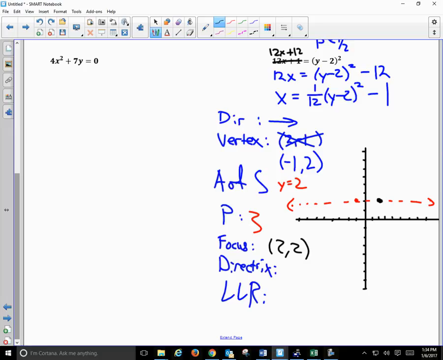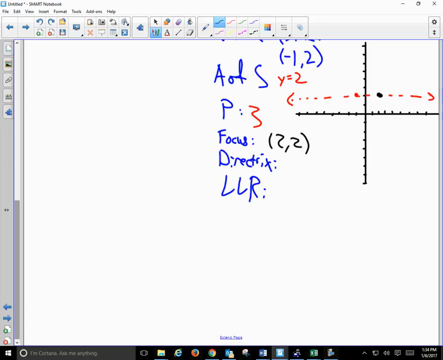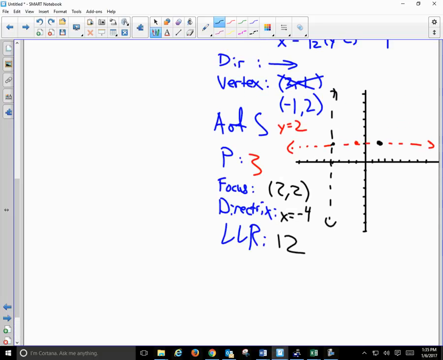Any question how I came up with 2, 2? Then I move 3 units to the other side, 1, 2, 3, and that's my directrix. That has an equation of x is equal to -4. The length of the latus rectum is 12. So I got to move 6 units on each side of the focus. So 1, 2, 3, 4, 5, 6. And 1, 2, 3, 4, 5, 6.